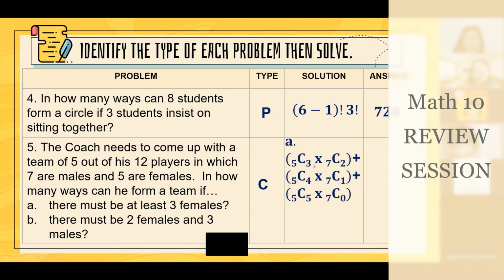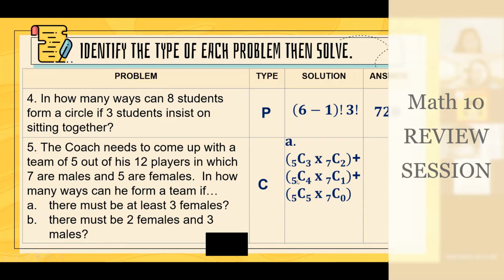5C3, why 5C3? There are 5 females, so you need 3, kasi at least 3. Times, out of the 7 males, you need 2 na lang, kasi the condition is there must be at least 3 females. So if you have already 3, then there should be 2 from the male. Kaya 2 from the 7. So we have 5C3 times 7C2.